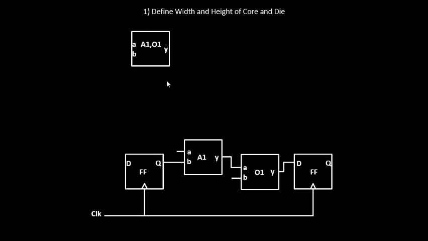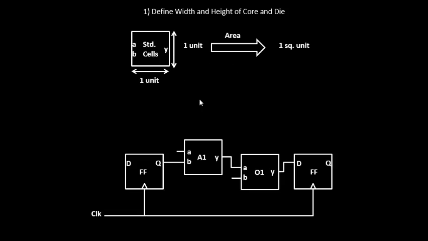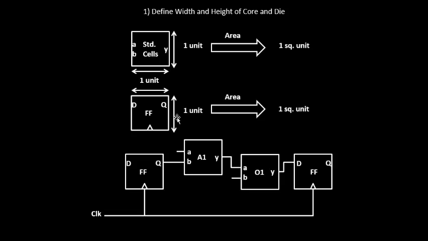Let's say the standard cells are given a dimension of 1 unit by 1 unit. This is 1 unit and this is 1 unit. So the area of all of these standard cells will be 1 square unit. This is 1 square unit, this is 1 square unit. And let us assume the same area for the flip-flops as well, so the area of the flip-flop will be 1 square unit.